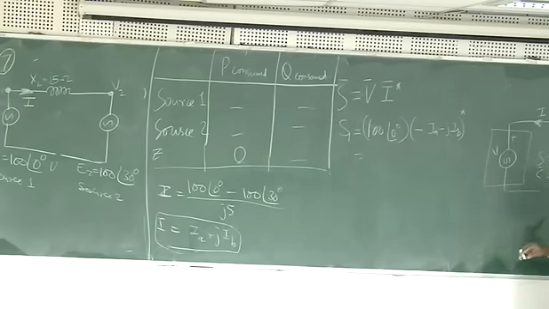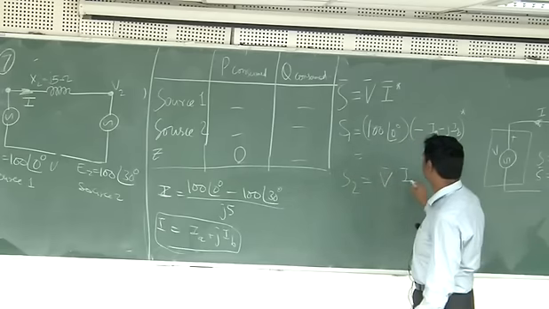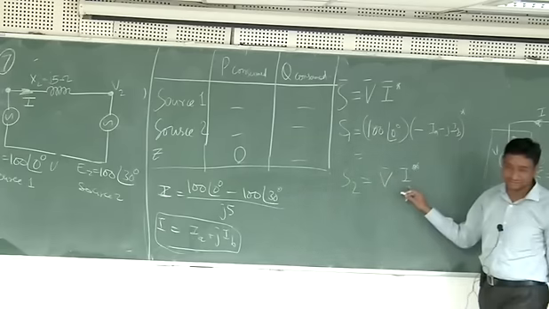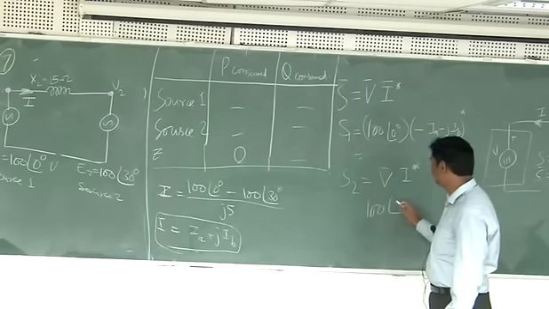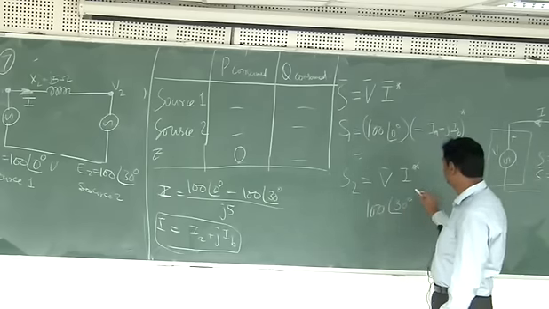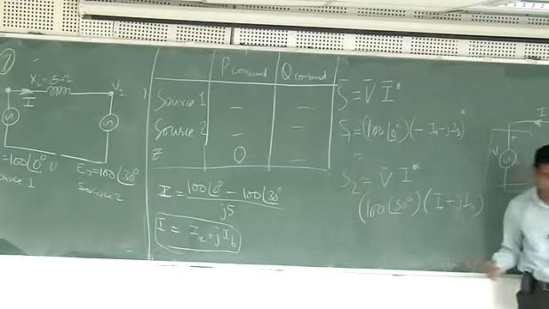I think we are almost done. Similarly S2, in the case of S2 what will you do? V I star again. Here we don't have to put minus for the I because I is already there. So the same 100 angle 30 degrees and then IA plus J IB, something like this.